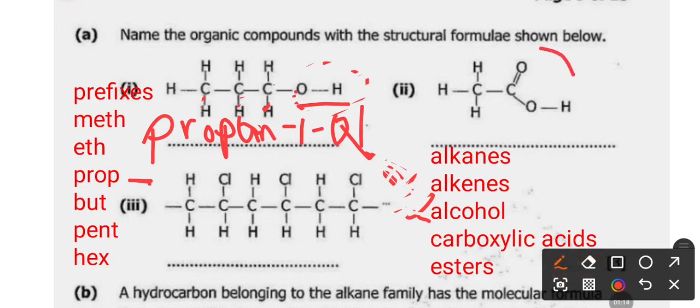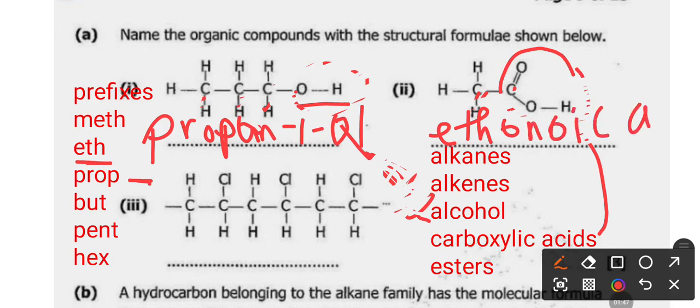Okay, let's answer the second one. As we can clearly observe from the functional group, it belongs to a class of organic compounds called carboxylic acids. And the prefix of this carboxylic acid, since it has 2 carbon atoms, is eth. So it will start with eth. Let me erase this. Its name will now be ethanoic acid.